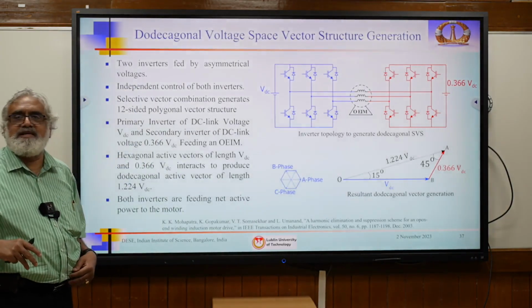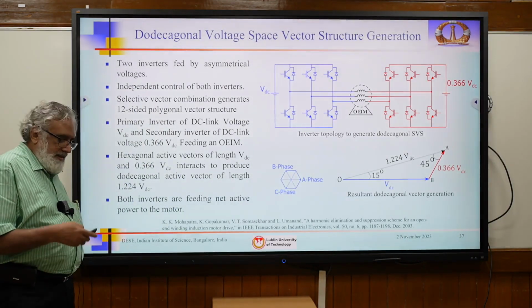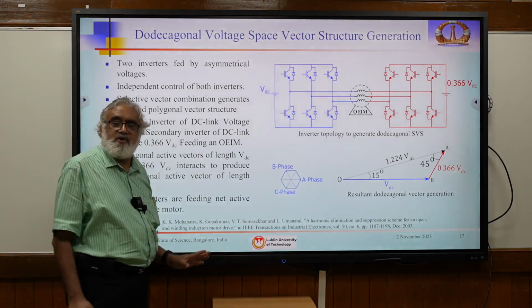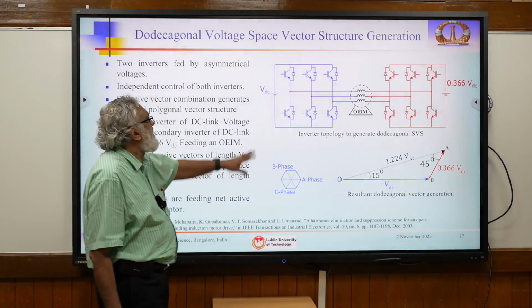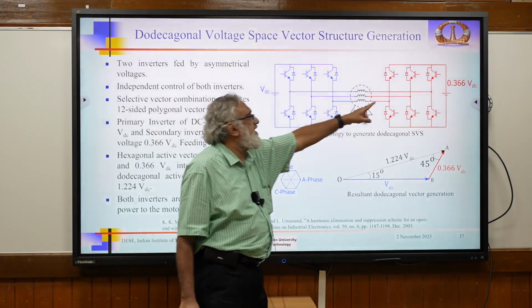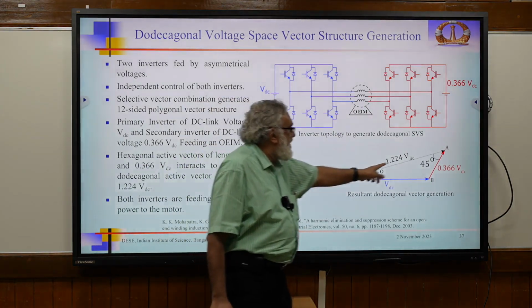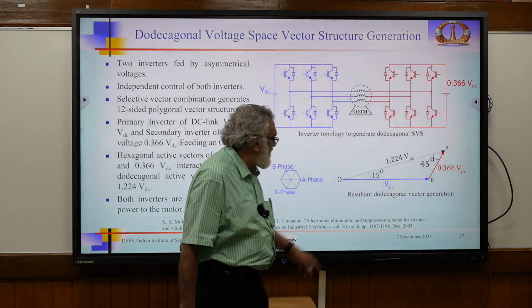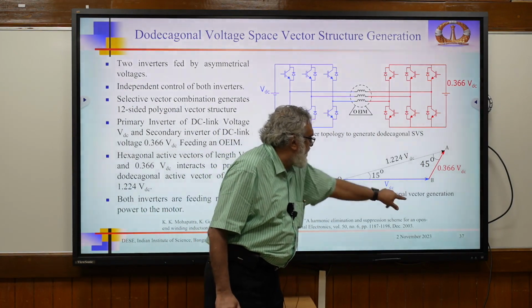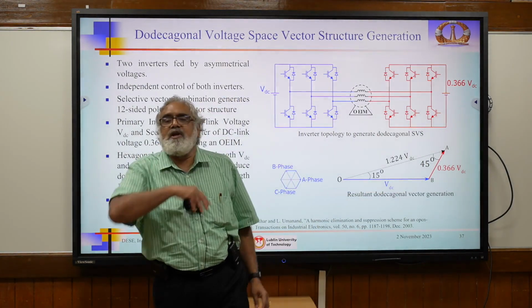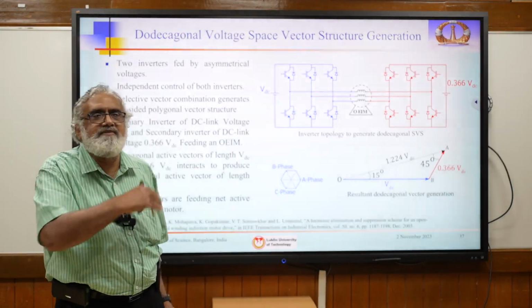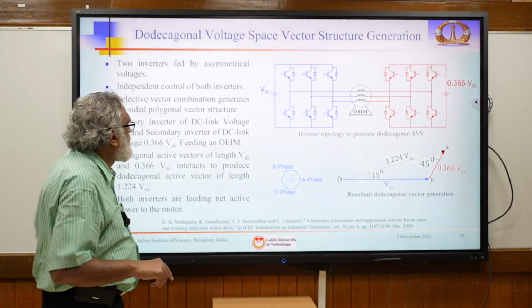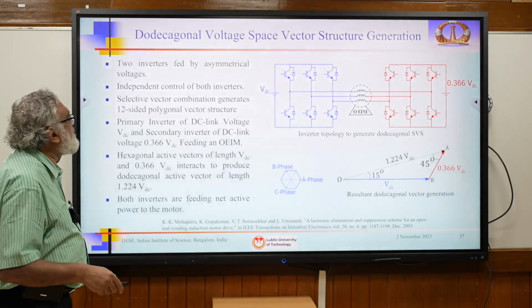Then how to realize it for a 3-phase machine? Then we thought, we'll generate a 12-sided structure using an open-end winding structure. So I'll put VDC here, I'll put 0.336 VDC there. Then this is one part of a 12-sided structure. So 15 degrees, next one you generate 30 degrees. So 12 into 30, in the 360 region we will get 12 vectors. How can you generate this?